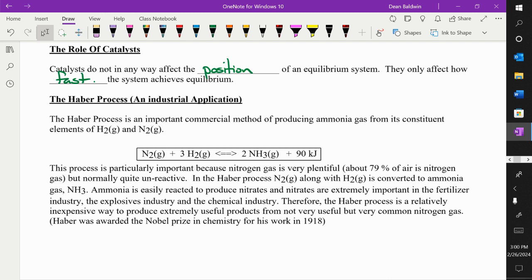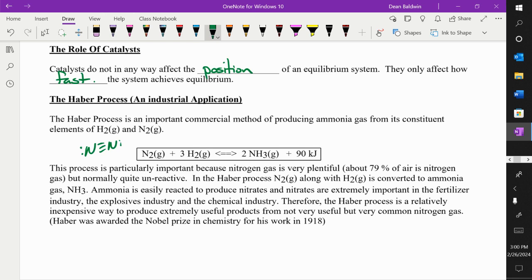Nitrogen is quite abundant, but nitrogen is unreactive. Does anybody know why nitrogen is unreactive? Because it's a triple bond. If you remember your Lewis diagrams from chemistry 11, nitrogen is a triple bond. It does not want to break those bonds. It's hard to do.